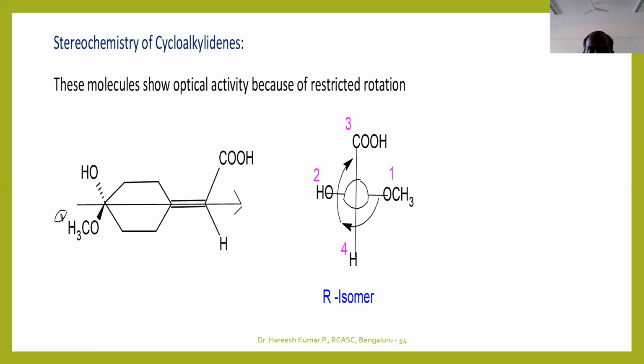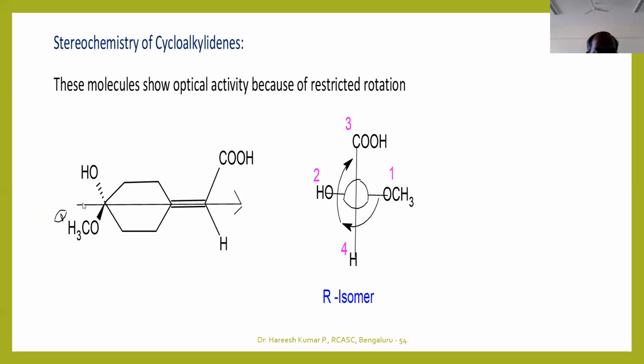In our previous class, we were discussing the stereochemistry of cycloalkylidenes. Cycloalkylidene means a double bond with cyclohexane. These types of molecules are called cycloalkylidenes. When these types of molecules exhibit optical activity, it's because of restricted rotation. That means there will be a restricted rotation here.